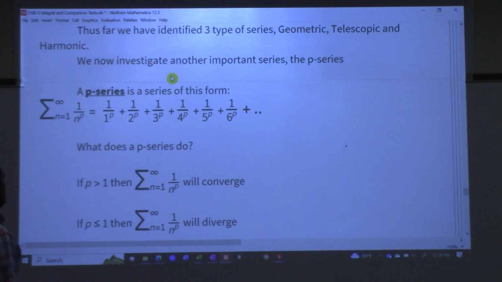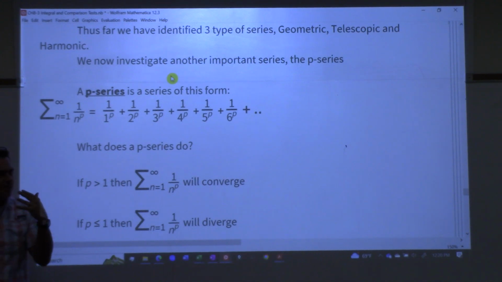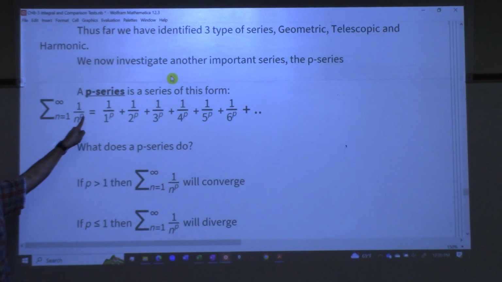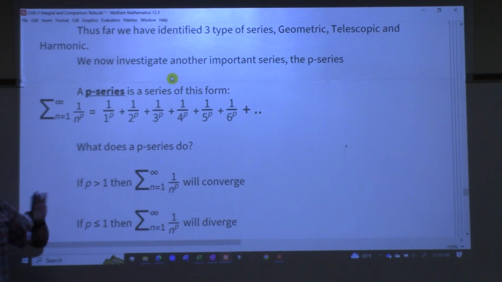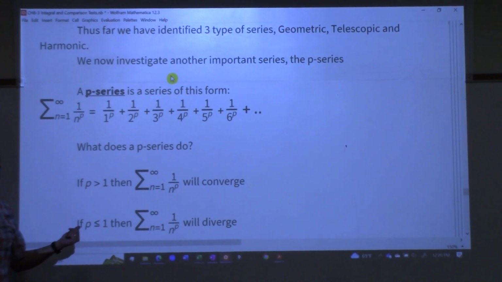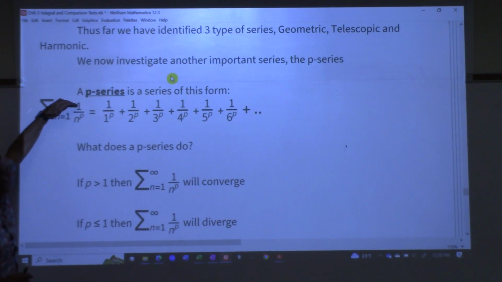We're now going to look at a specific type of series. This is almost like harmonic was constant over linear. It's kind of the same idea. What if we have a constant over not linear, but n to some power? If that was n to the first power, that would be linear. But if it's n squared, it's not linear anymore. If it's n cubed, it's not linear. So a P series is any series where you have a constant over n to some power.